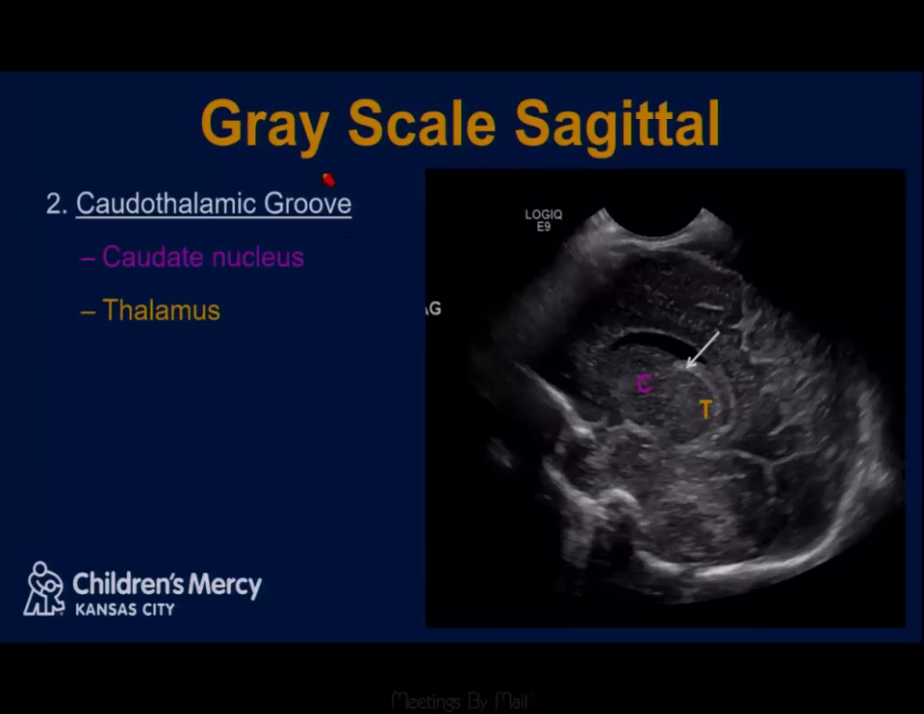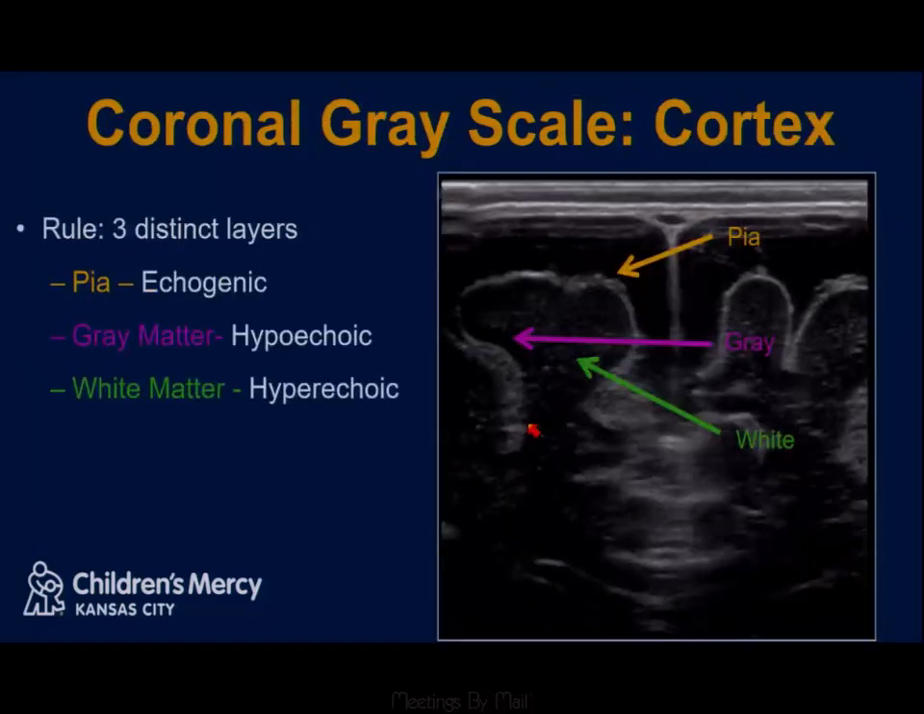Finally, the caudothalamic groove on the sagittal image is really important. As you know, this is where most of your germinal matrix hemorrhages start because of the friability of the caudothalamic groove area. And here's your caudate, and here's your thalamus. And that's one of the last things I'm going to say about grade 1, 2, 3, 4 intraventricular hemorrhage, because this is the one thing that I feel like they've taught everybody really well in residency, is to identify grade 1, 2, 3, 4 hemorrhage.